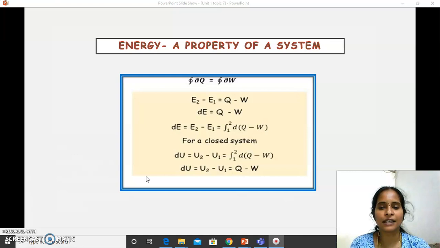The difference of energy E2 minus E1 is equal to Q minus W, and thus the difference in energy is equal to the difference between heat and work, and thus it is the integration of dQ minus dW. It can be written for a closed system as the difference in internal energy, and when it is applied to an open system, then we can replace this U by H.